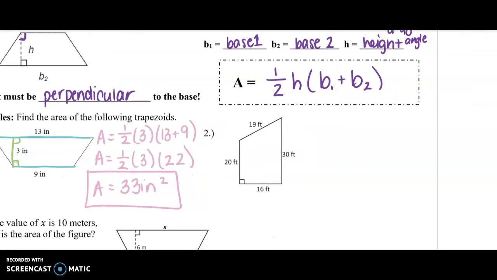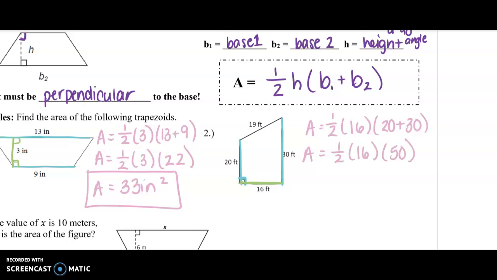For number 2, our bases. This one's going to be kind of flipped on its side. Our two bases are actually the 20 and the 30 because that's what forms the 90-degree angle with our height, which is actually 16. So my area is going to be 1/2 my height, which is 16, times 20 plus 30. So the area is equal to 1/2 times 16 times 50.